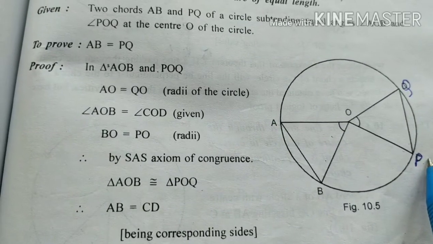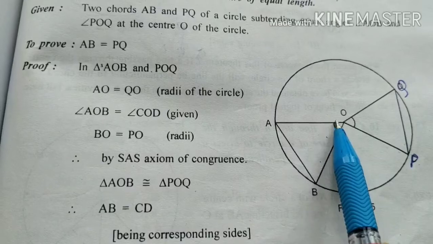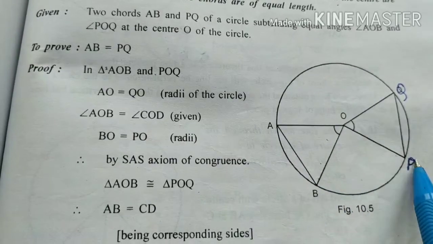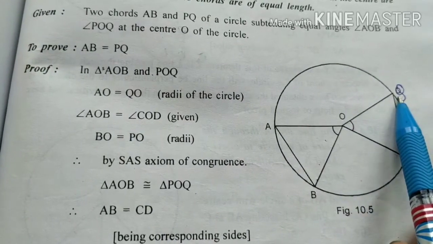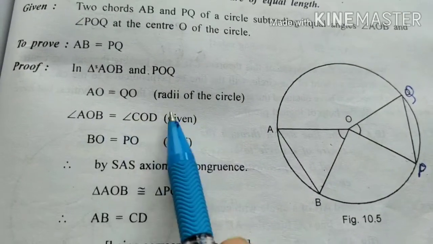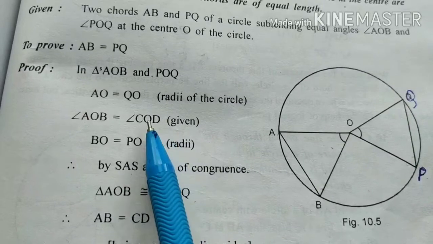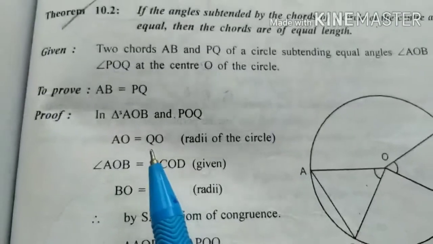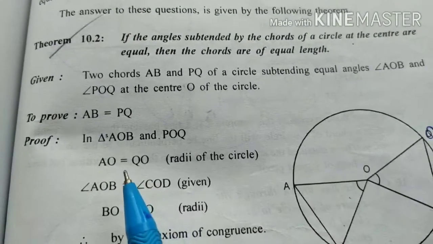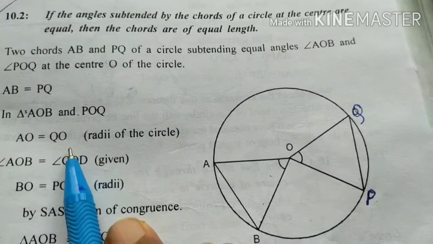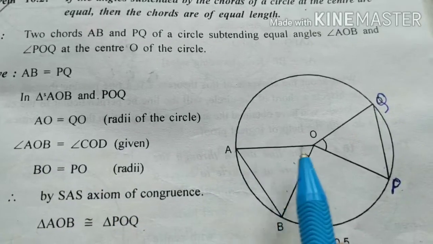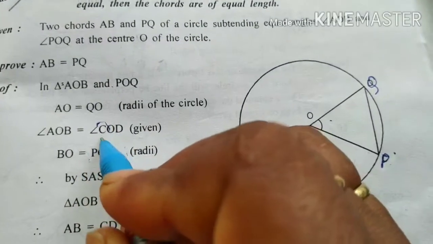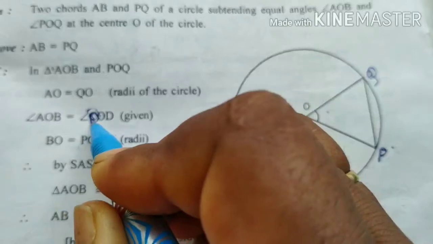Then see the angle. According to the given, angle AOB equals angle POQ. It is the mistake; there is a printing mistake in your textbook, so the correction is that it should be POQ, not any other letter.